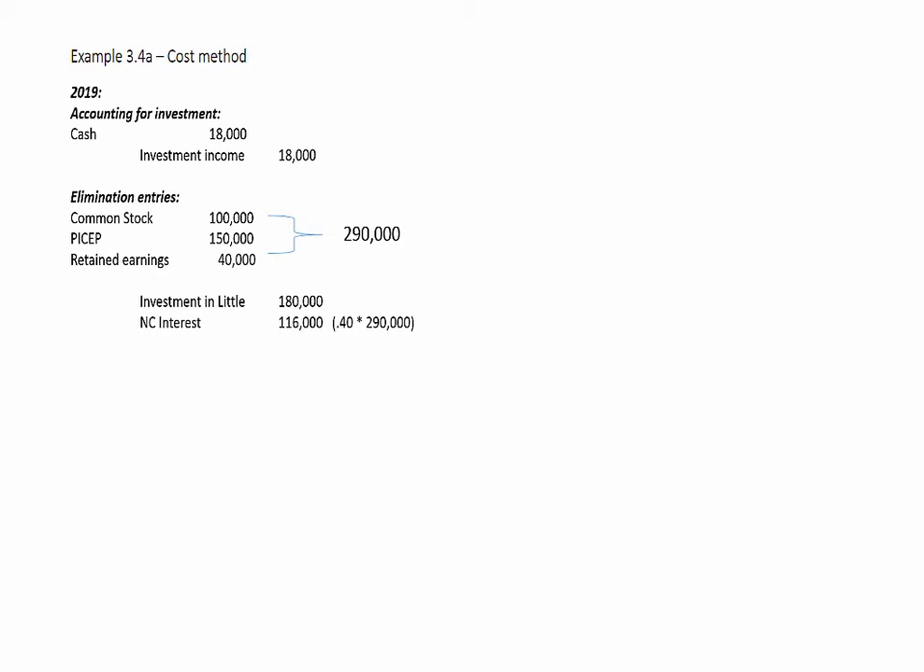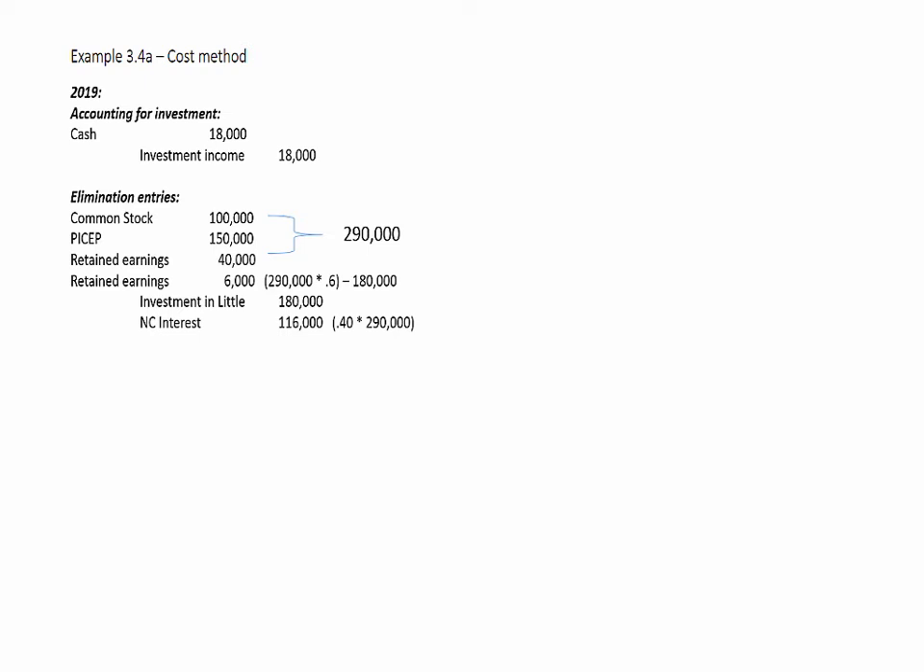Now, if we'd been using the equity method, at this point we would dutifully credit the investment in Little for $174,000. Instead, however, because Big is using the cost method, their investment in Little account is stuck at $180,000. So we're going to credit the investment in Little for $180,000. The $6,000 difference is going to be an adjustment to Big's beginning retained earnings.